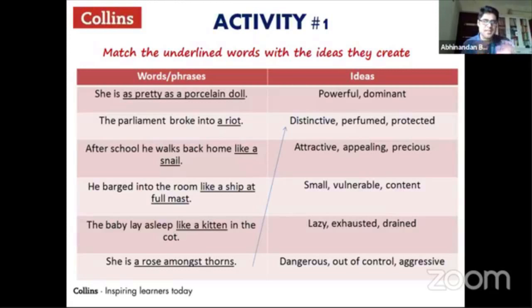So we're trying to suggest an idea: small, vulnerable, but content, satisfied, at peace. And the sixth one is already done. A rose. That's a metaphor. She is a rose amongst thorns. So distinctive, perfumed, protected. So see how these exercises are quick activities in the class.